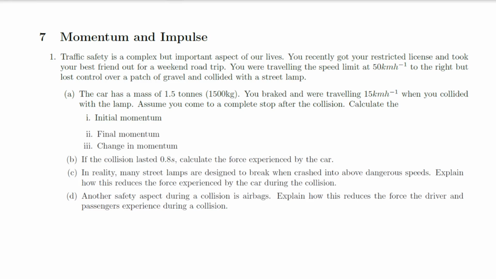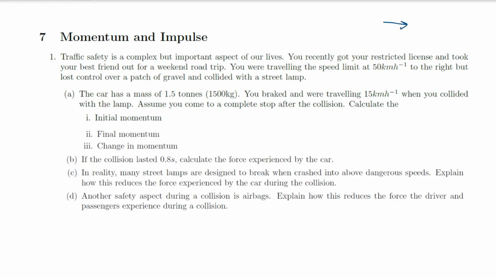You recently got your restricted license, congrats, and you and your best friend went out for a weekend road trip. Now you were of course traveling the legal speed limit of 50 kilometers per hour. You were moving to the right, but unfortunately went over a patch of gravel and lost control and collided with a street lamp. That's quite unfortunate. The car has a mass of 1,500 kgs, but since you took your defensive driving course, you of course braked and tried to avoid it. Unfortunately you didn't, but you reduced your speed to 15 kilometers per hour by the time you collided with the street lamp.